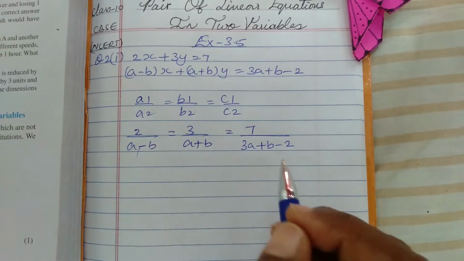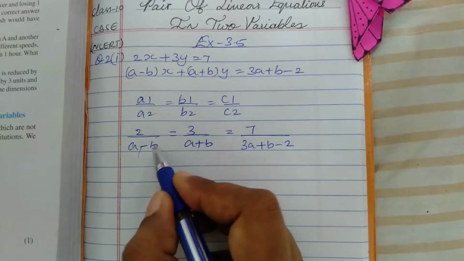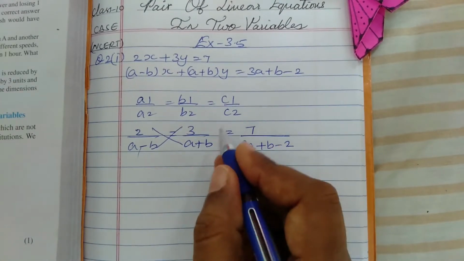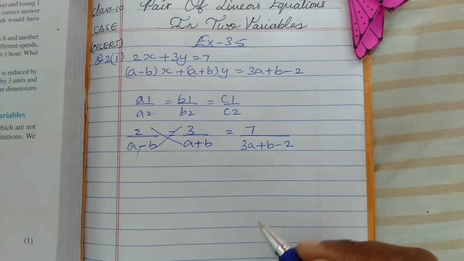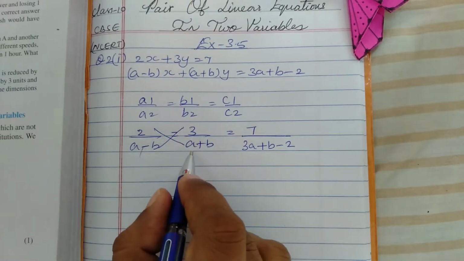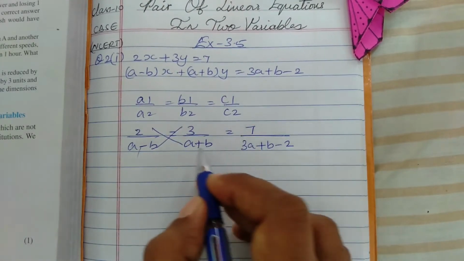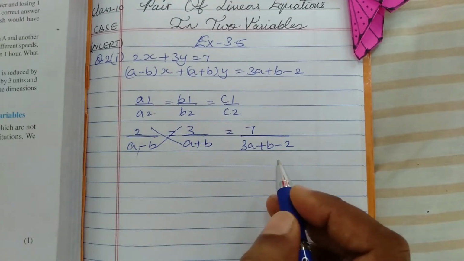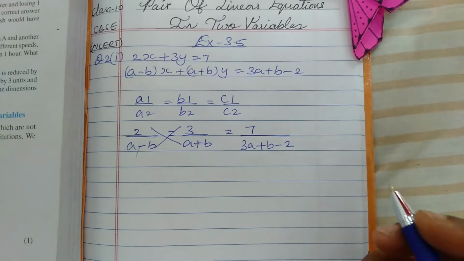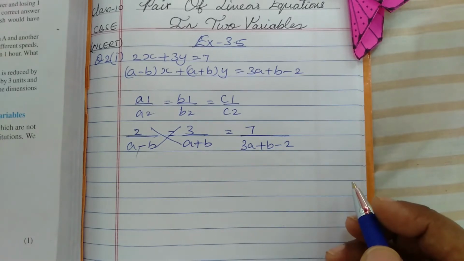Okay, now we have to cross multiply this part and then cross multiply this part to find two equations. We will get one equation when we cross multiply this part, and when we cross multiply this part we will get another equation. Using those two equations we have to use any one of the algebraic methods and find the values of a and b.